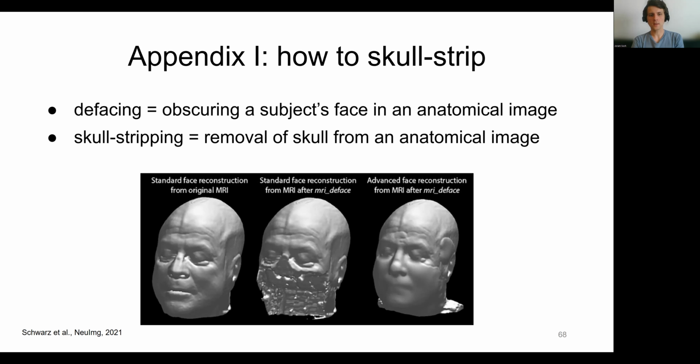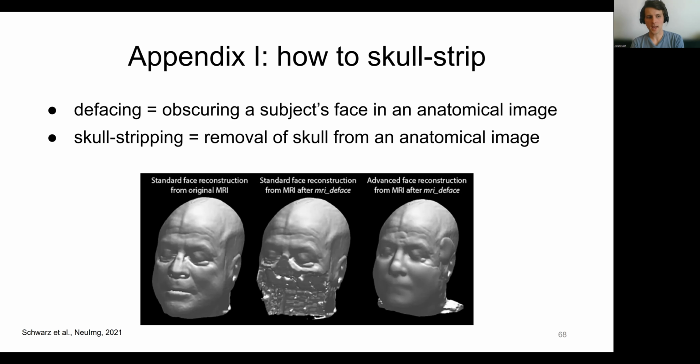So it's a well-known fact that from a structural MR scan, you can reconstruct someone's face simply due to the fact that the anatomical scan contains very precise spatial information about all the different tissue types, including skull and bones. There are two strategies to combat this problem. One of them is defacing, which means to obscure a subject's face in an anatomical MRI image, as is seen in the middle, in the bottom image.